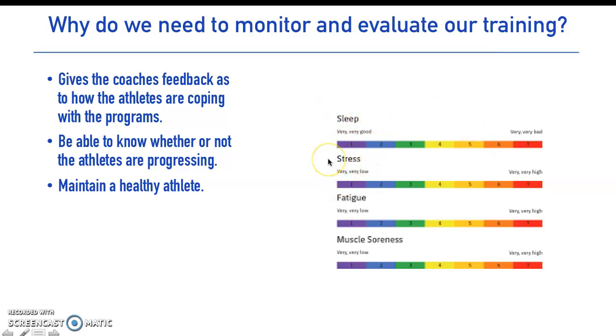Okay, stress. Did you have a good day at school or did you have a bad day at school? Do you have a lot of homework? All this will affect the way that you train or how you feel during training. Fatigue. How does the body feel? Do you feel like you have very, very high fatigue or low fatigue?